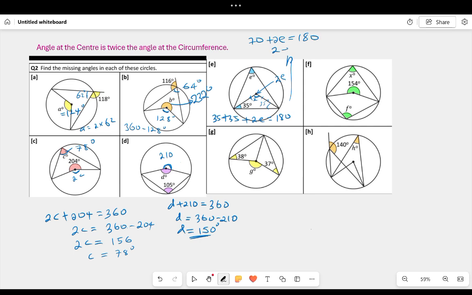Now, 2E is equal to 180 minus 70, which is equal to 110. And therefore, if I need to get E alone, it's equal to 55 degrees. So therefore, E is 55 degrees. This angle E is 55. Now, next, let's look at F.